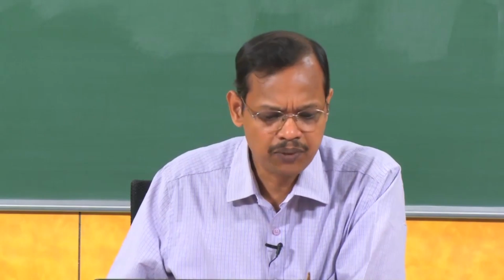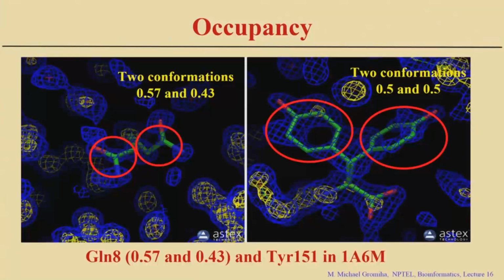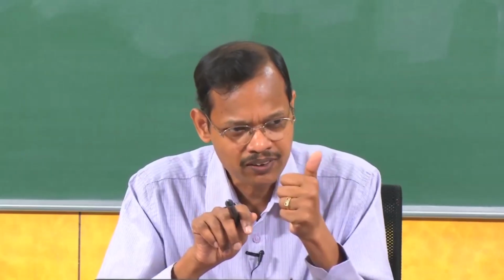Here I show an example. This molecule has different conformations. This is glutamine 8, where one has occupancy 0.57 and the other has occupancy 0.43. This is another example, tyrosine 151, where both of them have similar occupancy. In this case it is 0.5 and 0.5. If the same position is occupied by all the molecules, then the occupancy is 1. Depending upon the binding, it may have different orientations. If they have different conformations, then the occupancy is split so that the total will be equal to 1.